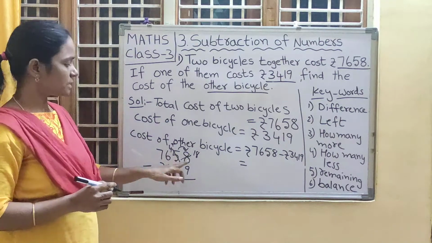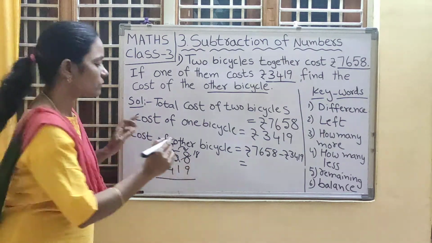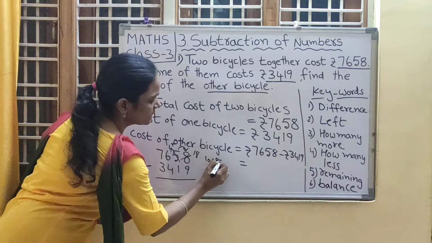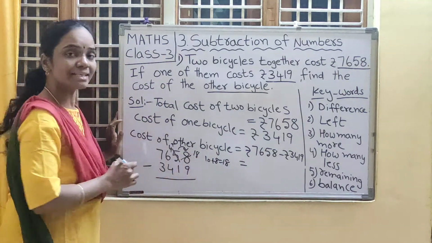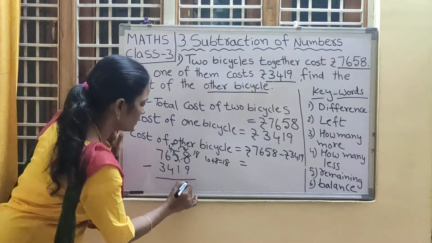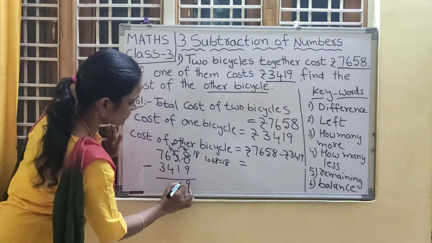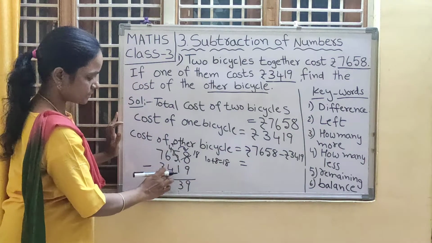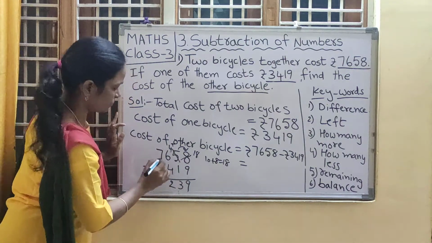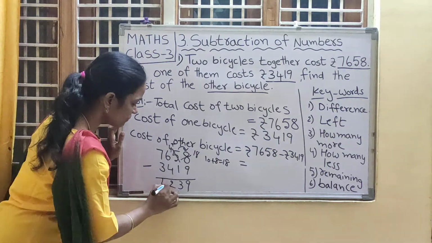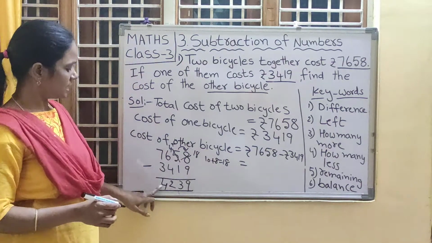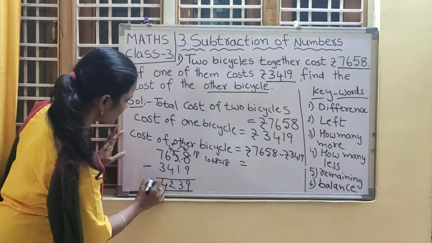Okay, at one's place we have 8. I borrowed 10. 10 plus 8 is equal to 18. Now 18 minus 9 how much? Very good, 9. Now 4 minus 1 is 3. 6 minus 4 is 2. 7 minus 3 is 4. What is the amount here? Put rupees symbol.